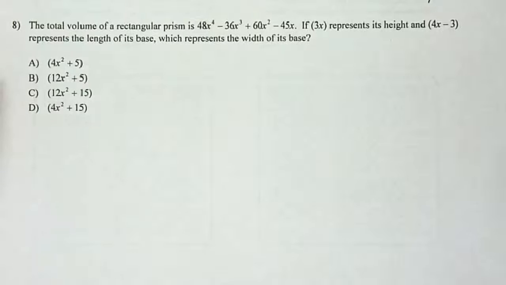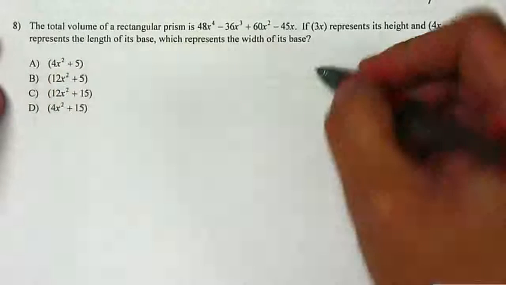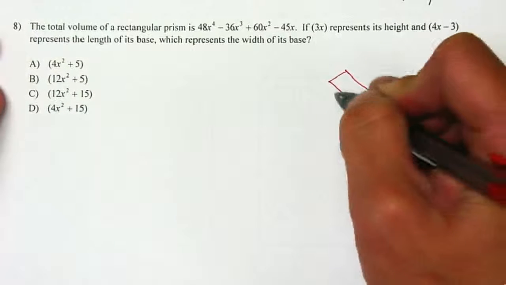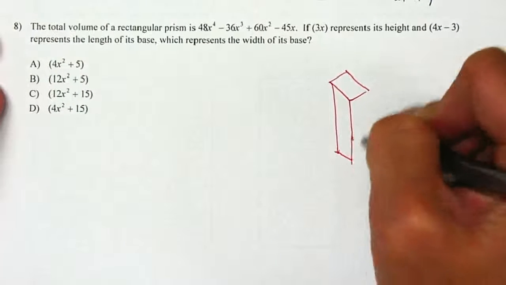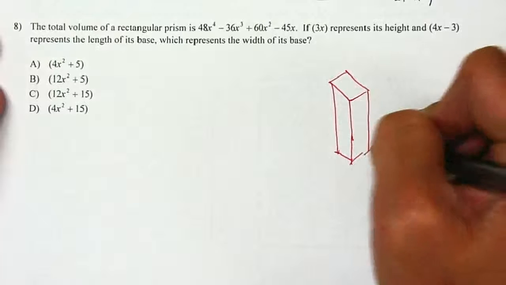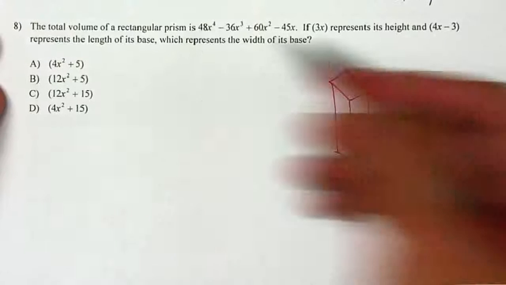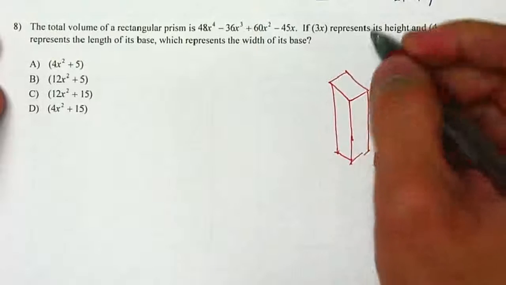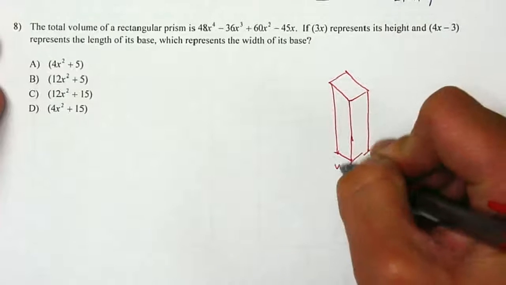Again, number 8 is one that there's multiple ways you can do this. Now, just to make sure we understand it, it says the total volume of a rectangular prism, which is just a box. So the total volume of it is 48x to the fourth minus whatever, all that stuff. And remember, how do we find that? It's length times width times height.